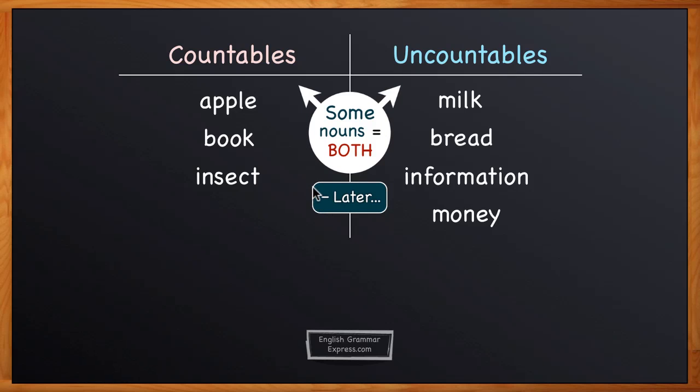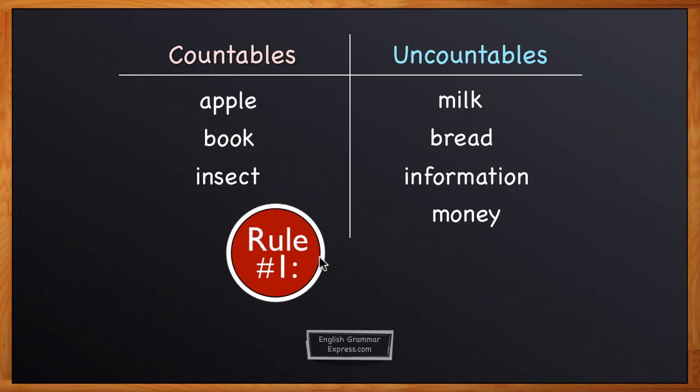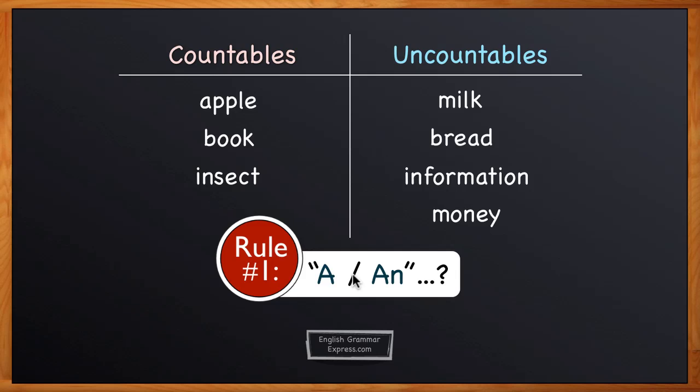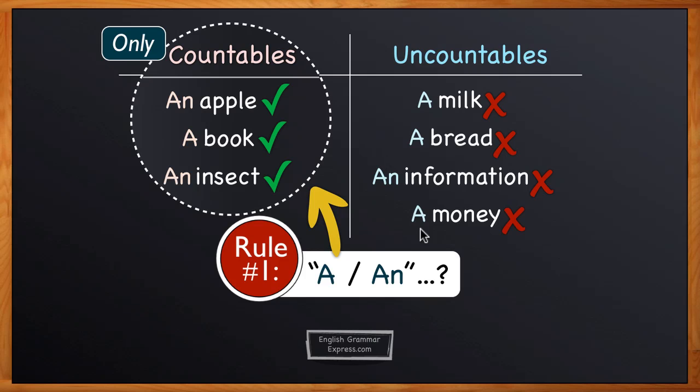For now, let's turn to key rule number 1, and this rule concerns the use of a or an, or the indefinite article. The rule is that a or an can only be used with countables and not with uncountables. For example, we can say an apple, a book, an insect. We can't say a milk, a bread, an information, or a money.